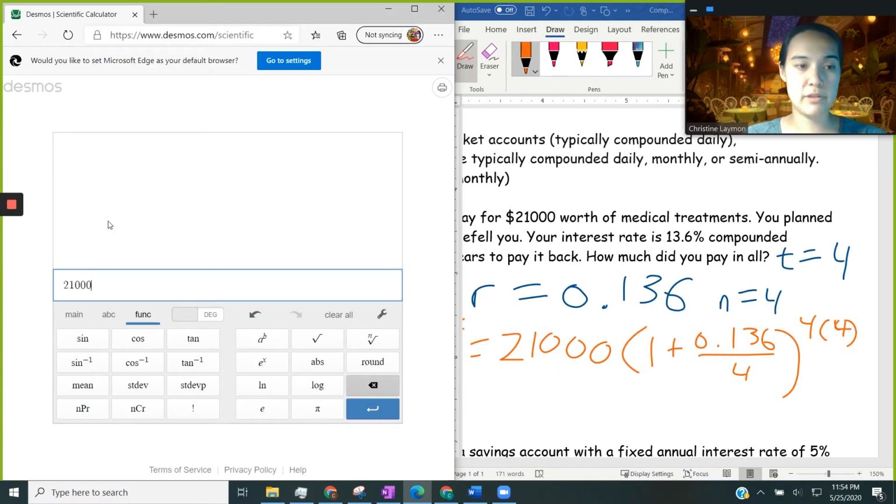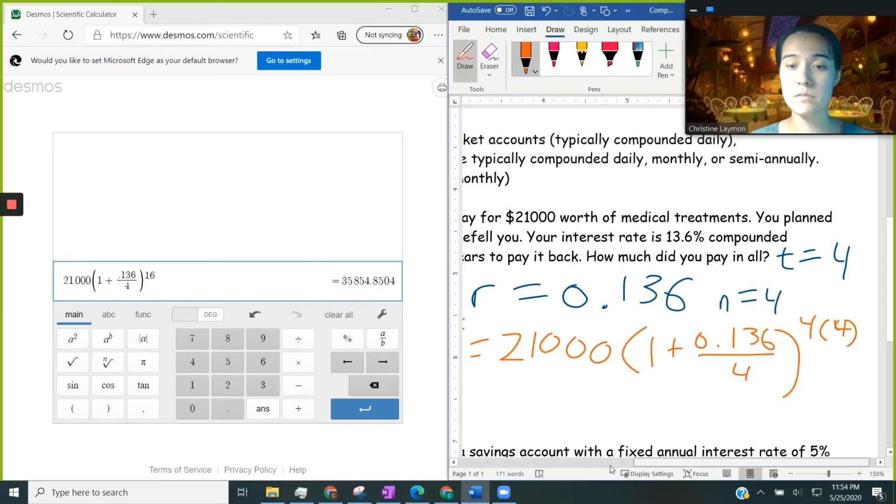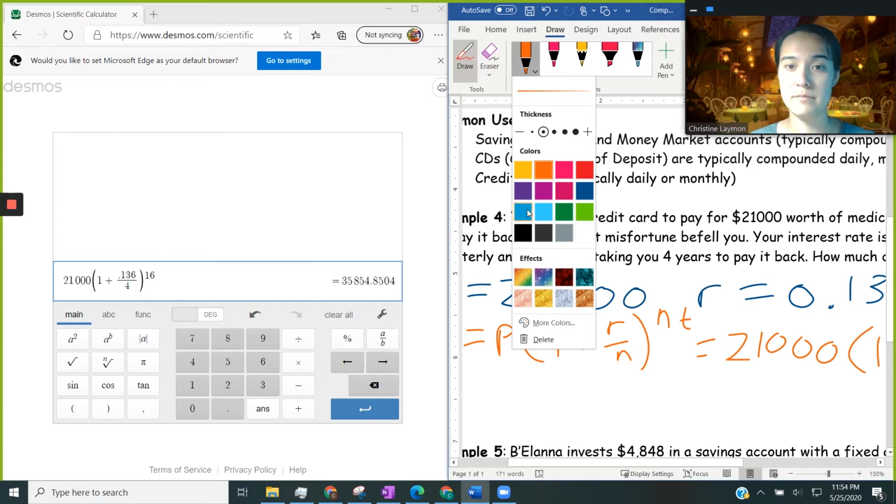So we have 21,000 times 1 plus, put in our fraction, 0.136 over 4, and again, this fraction here is R over N, raised to the NT power. That was the 4 times 4, which is a 16 up top. There we go. Alrighty, so after 4 years, you ended up paying $35,854.85.